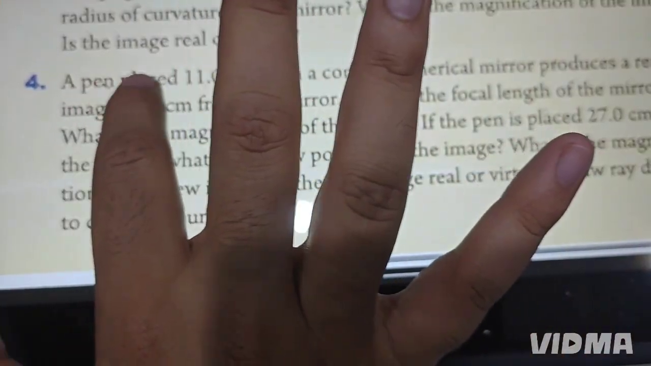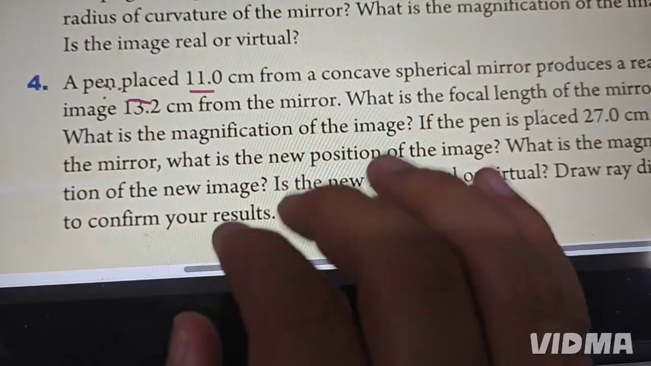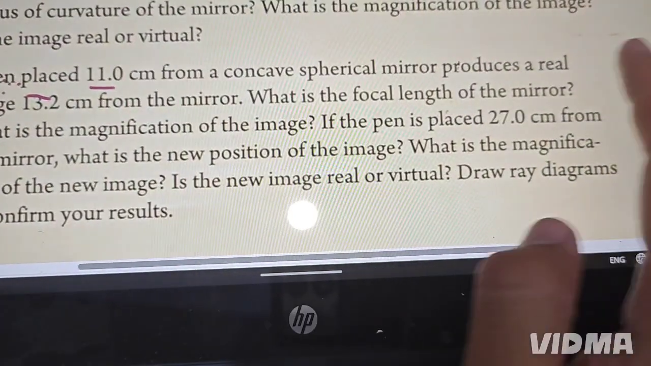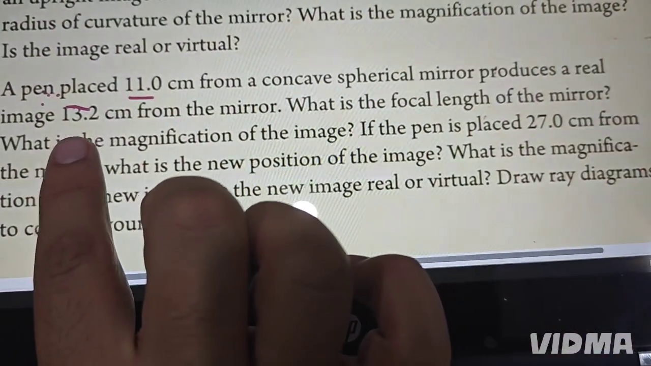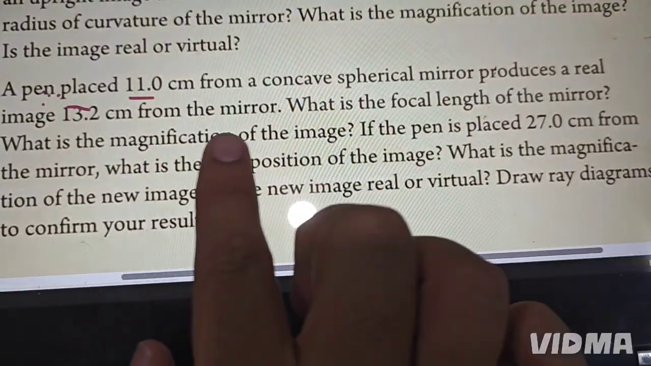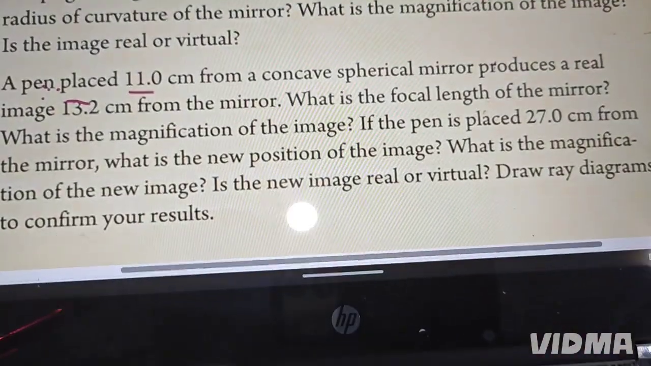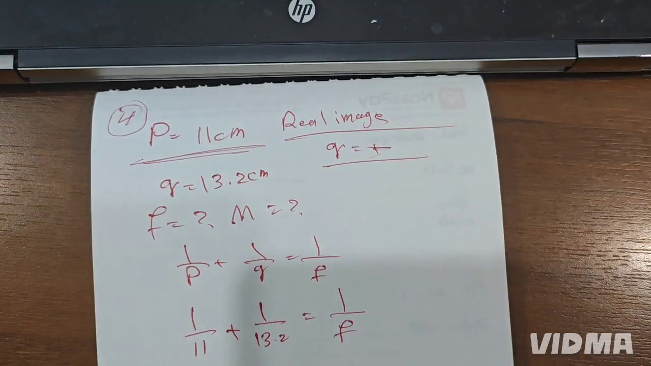A pen is placed 11 centimeters from a concave spherical mirror and produces a real image. Real image, and this is Q. What is the focal length? Find it, and what's the magnification? This is the first part. Look.